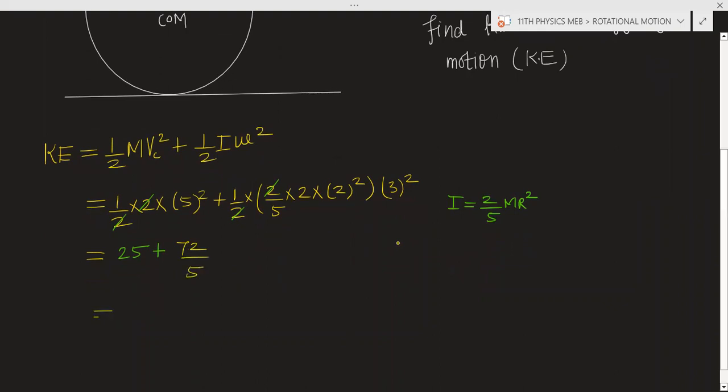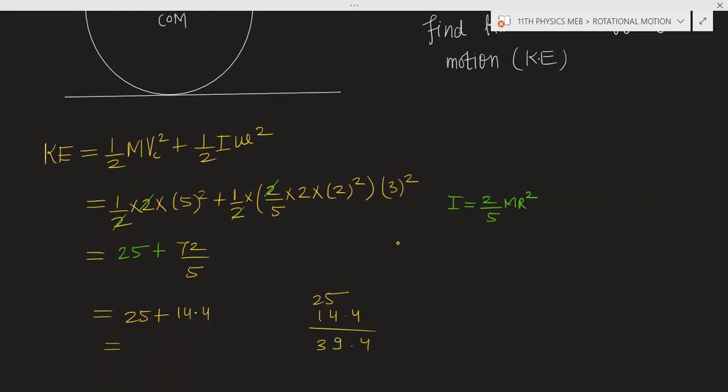So the answer will be 25 plus 5 1s are 5, and 5 4s are 20, so it becomes 25 plus 14.4, which is 39.4 joule. You can check the calculation also.